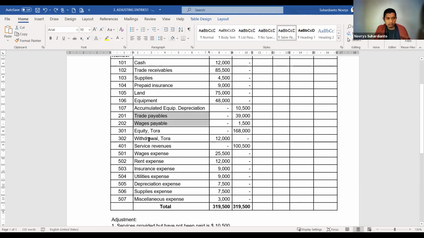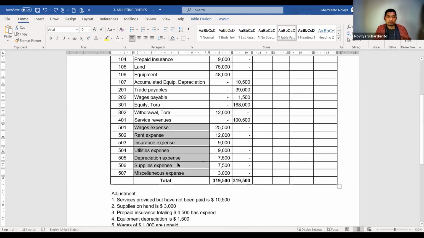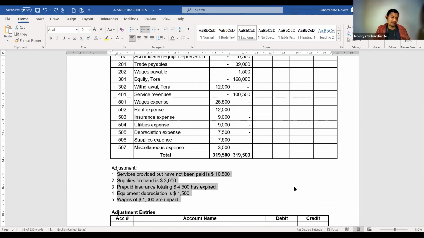Payables, we know some payables, equity, revenue, and some expenses there. So there are 5 items that need to be adjusted. I think it's quite basic for this introduction to accounting. These are what you need to adjust, so you don't need to find them by yourself. We provide you the adjustments for these 5 items.